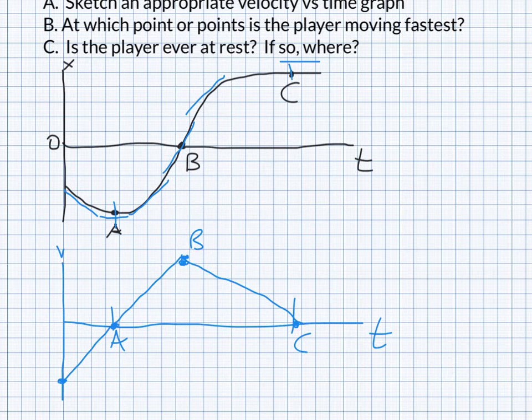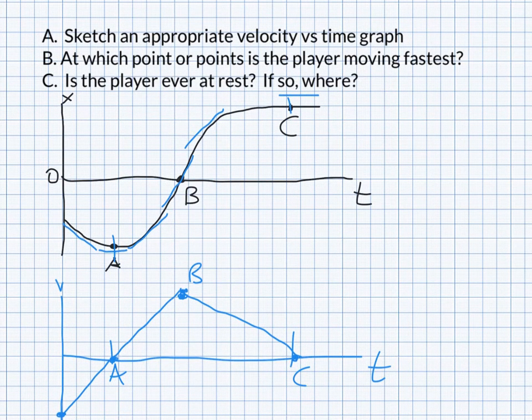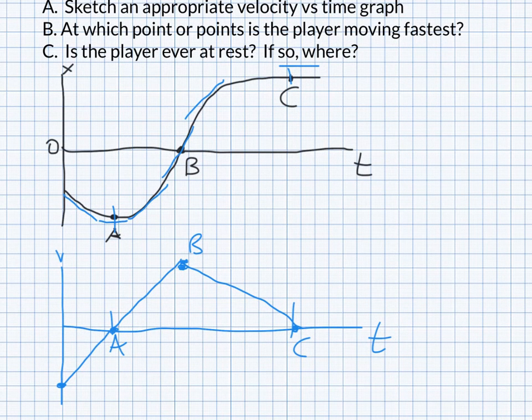Very important to be able to tell that, because that can be confusing when you're looking at two different types of graphs. All right, so that was A, sketch an appropriate velocity versus time graph. At B, at which point or points is the player moving the fastest? It's got to be at point B. And we can see that on our velocity graph. Point B is the highest he ever gets, the top of his velocity. And if we look at the position graph, point B is the steepest the slope ever gets. And we marked that earlier.